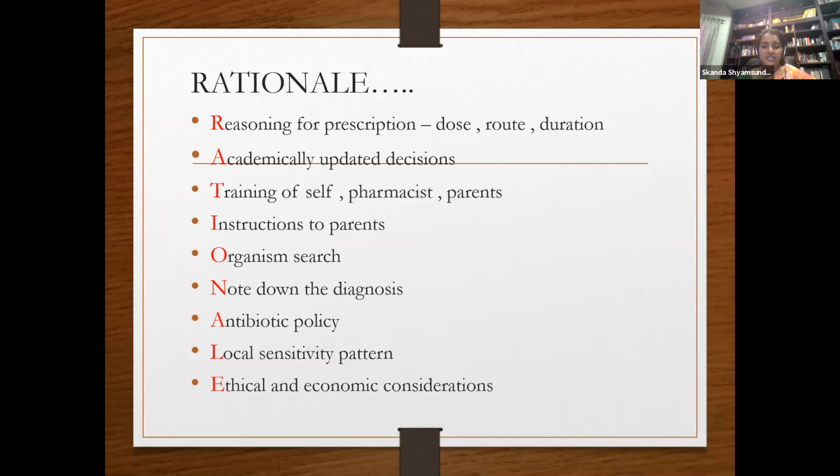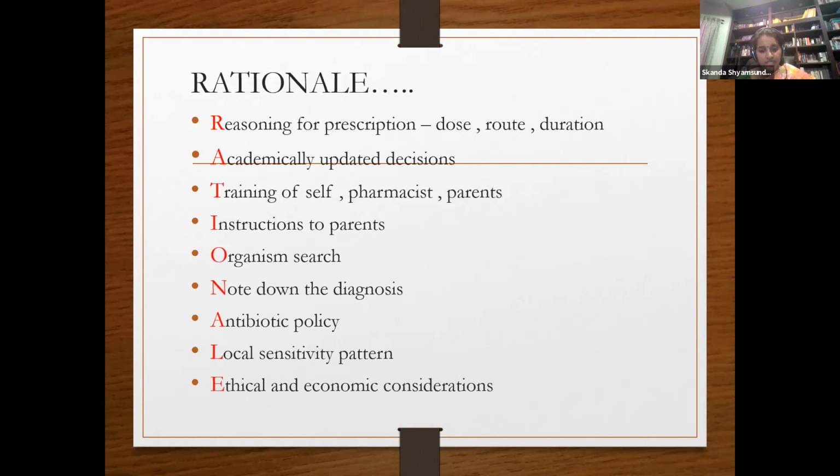Give clear instructions to parents when to use and when not to repeat a prescription. Organism search, if possible evidence based practice பண்றது is best. Note down the diagnosis. Always in every prescription, there must be an empirical diagnosis. Have a strict antibiotic policy in your hospital or nursing home. Know the local sensitivity pattern.